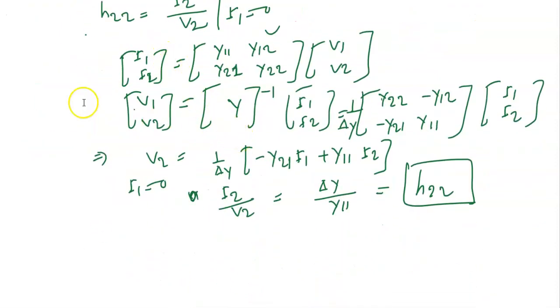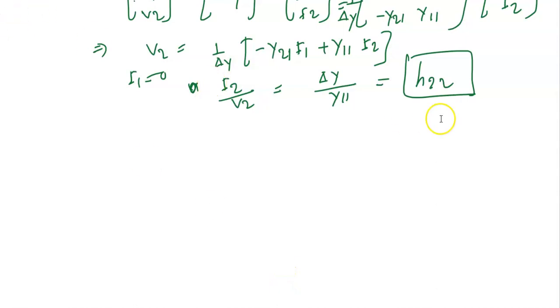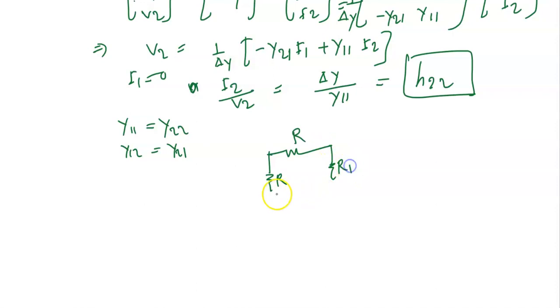So in that sense, I have y11 equal to y22 and y12 is equal to y21. So I only need to find the two parameters of the pi network. So I will find the y parameters for the general pi network of resistors R. Clear?